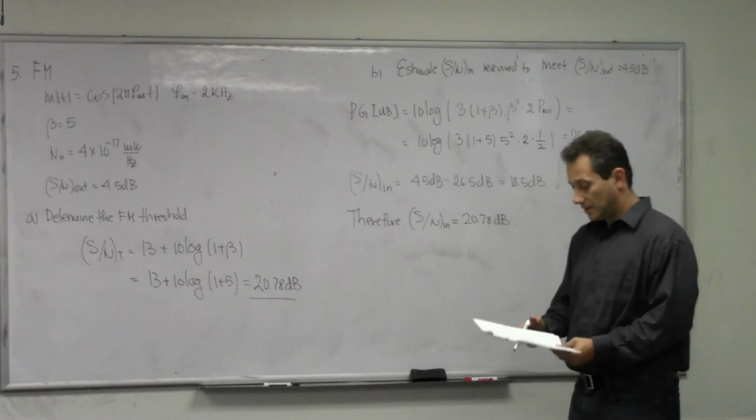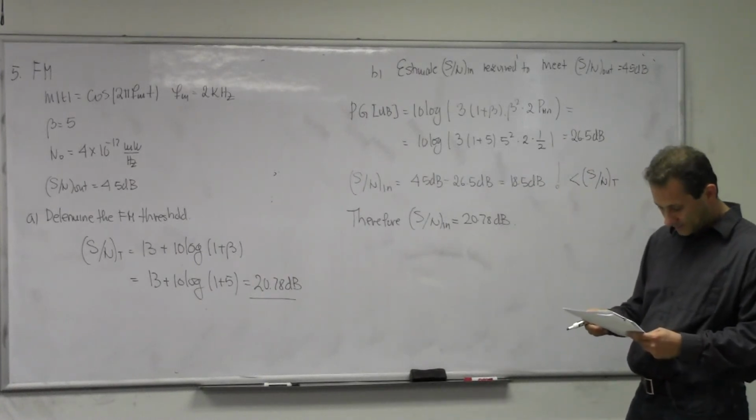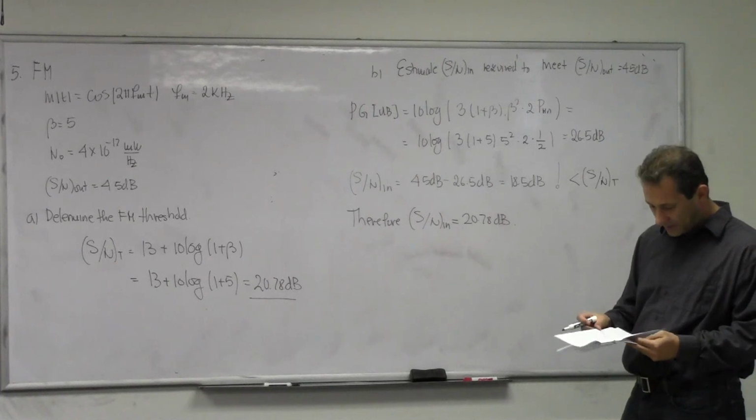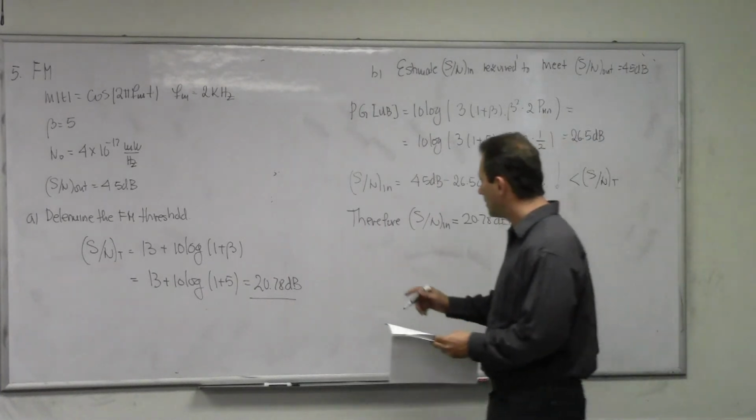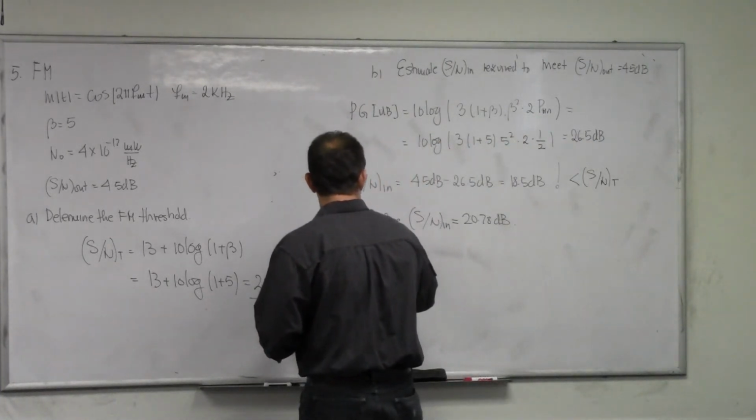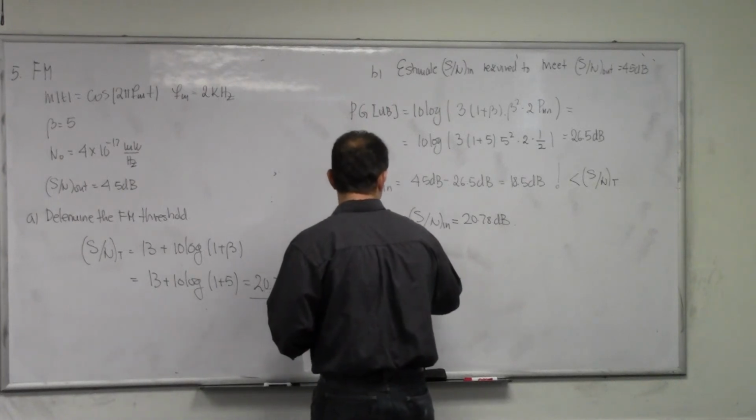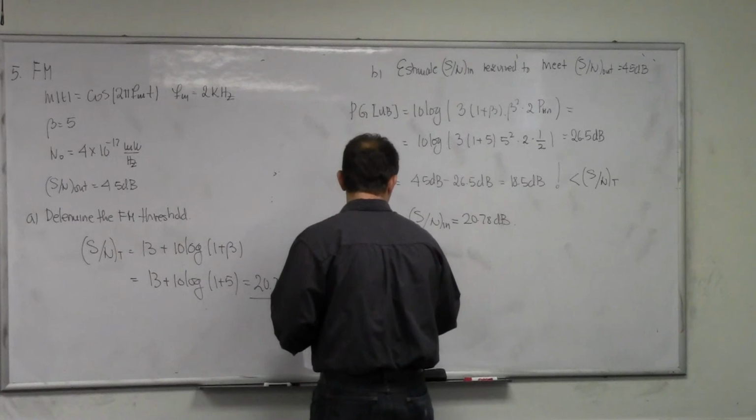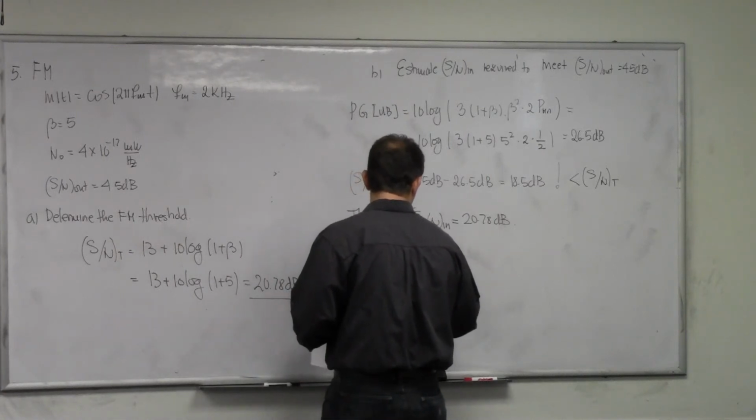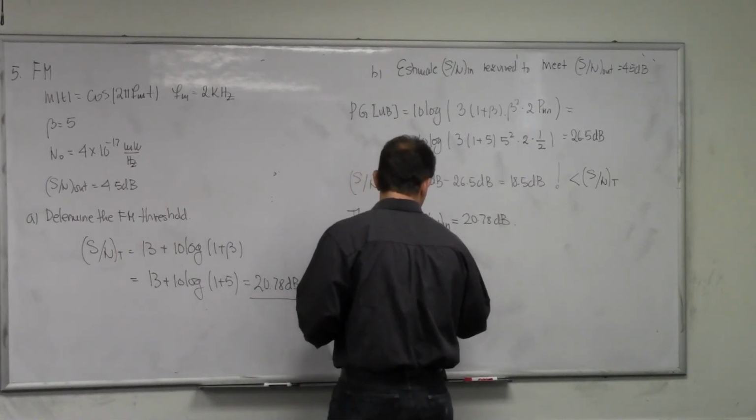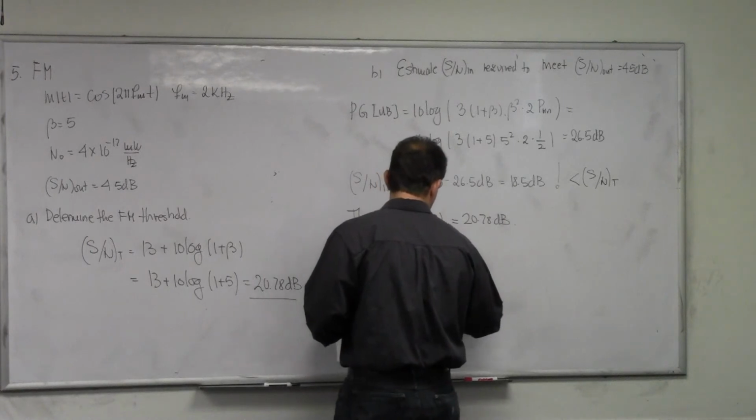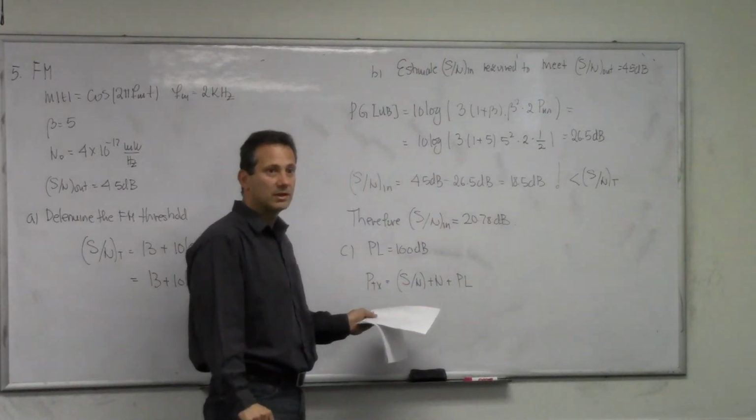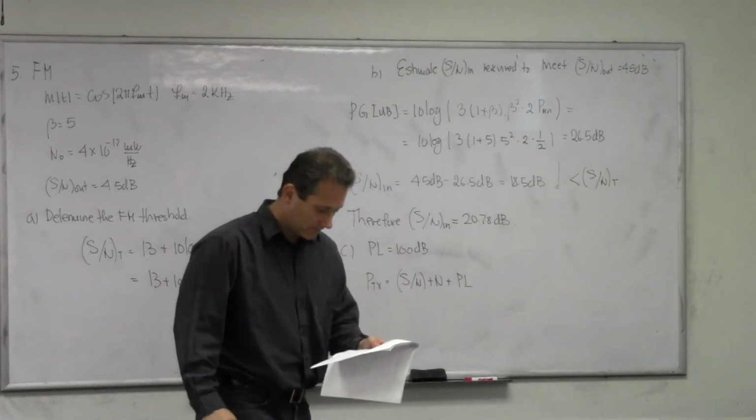And it says if the path loss is 100 dB, estimate required transmit power. So the path loss is 100 dB. Well, the transmit power is going to be your signal to noise ratio plus the noise plus the path loss. Right? Noise plus signal over noise gives you the signal, plus the path loss.